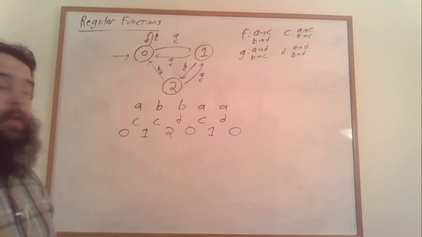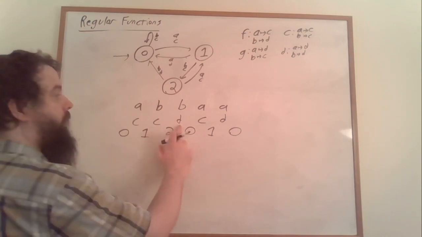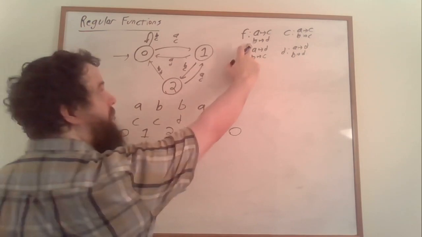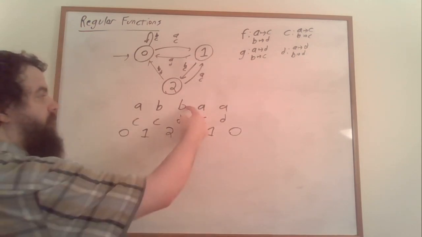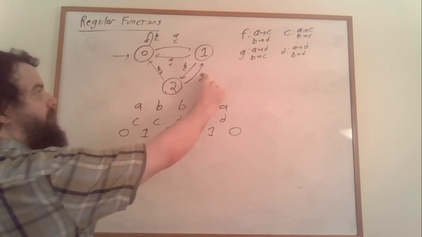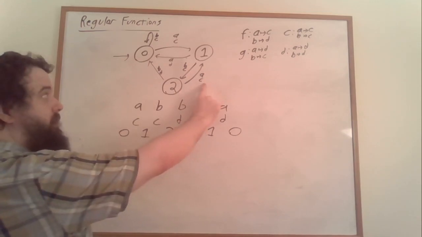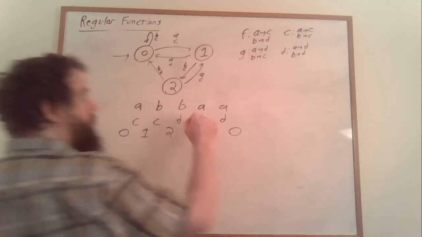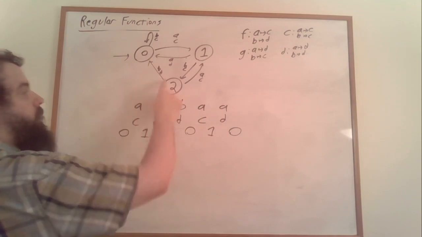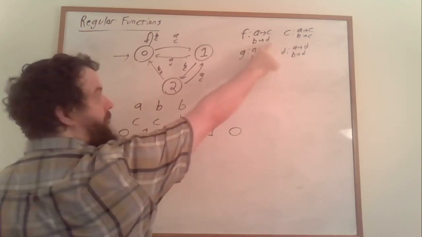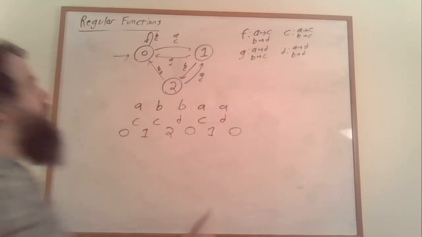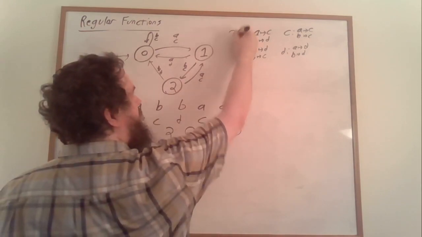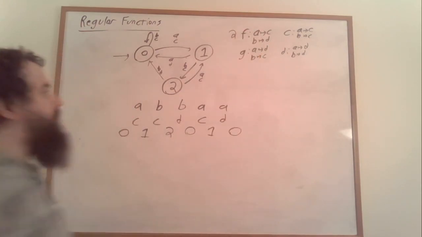And generally speaking, if we're ever in state 2, we want this output character to be an F, because whatever character we read next, if it's an A, we're going to have to output a C, as F tells us to, and if we read a B, we're going to have to output a D, as F tells us to. So if we're in state 2, we want to output an F.